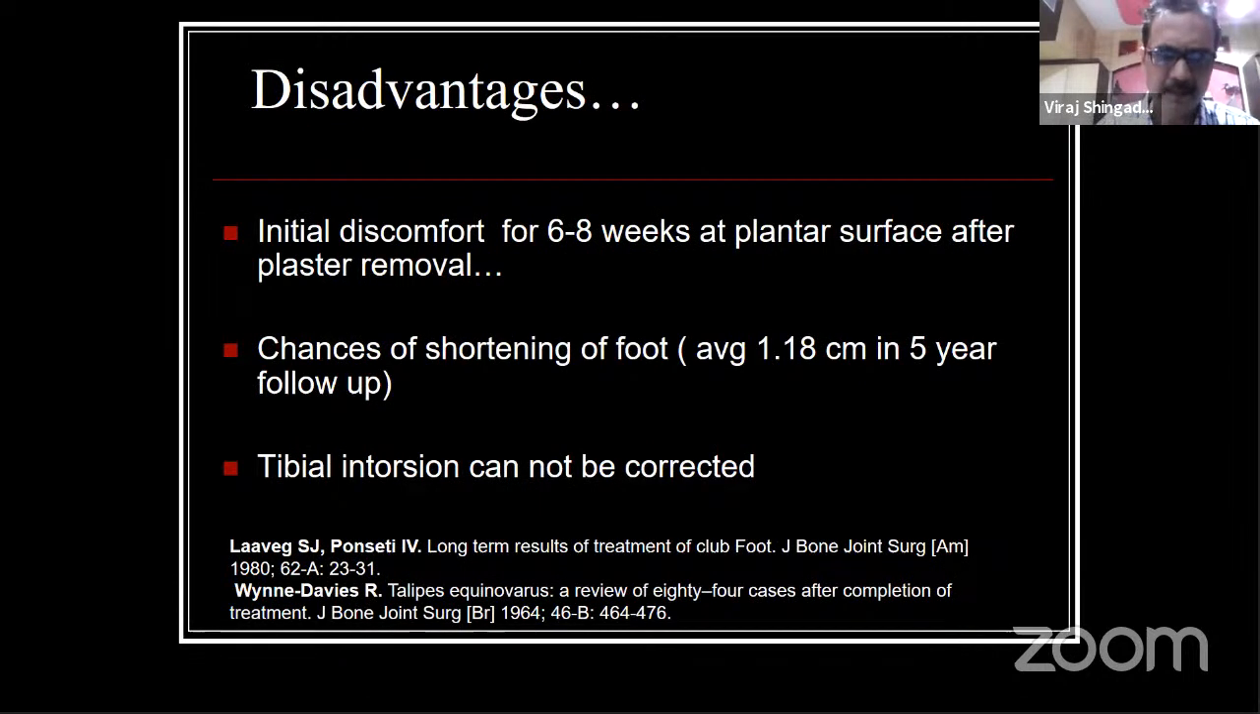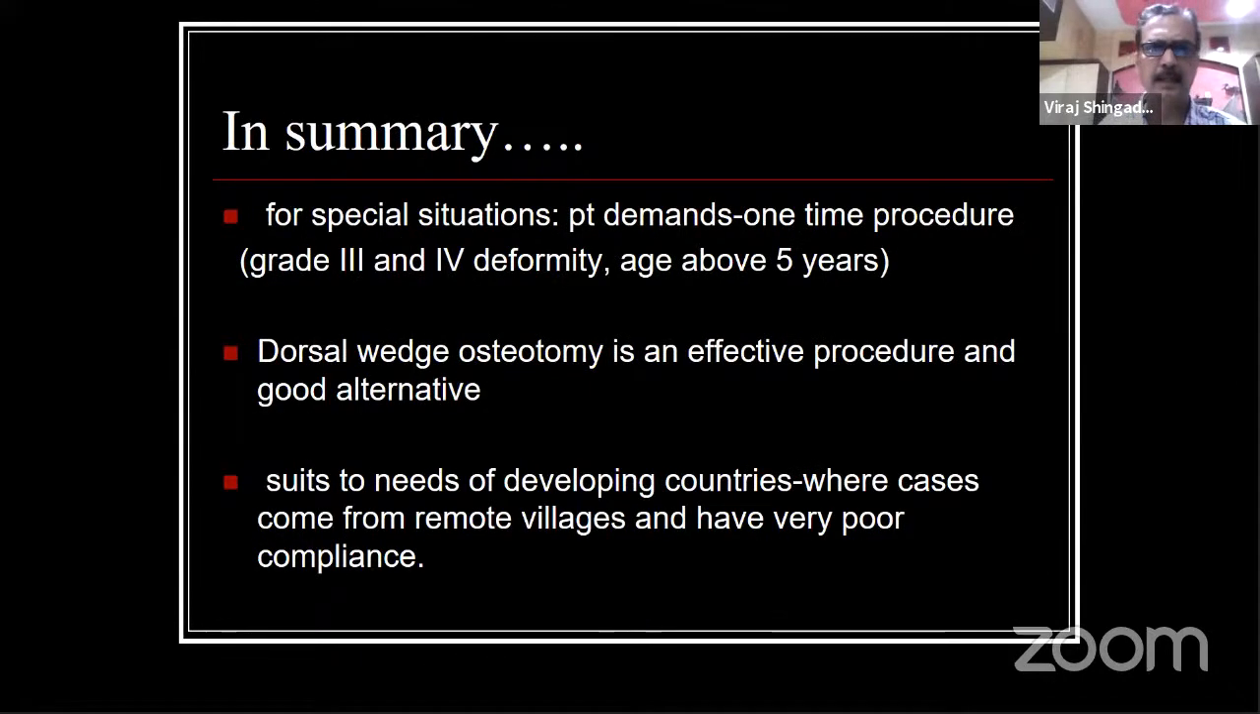I agree that there is some chance of shortening, maybe, but even if you see the long-term follow-up of the positive series, there is a shortening of 2 to 3 centimeters in most of the series. So in summary, I think this is one of the good procedures where we can consider, for most of the cases, particularly in our Indian scenario, where they come and ask for the single-time procedure.